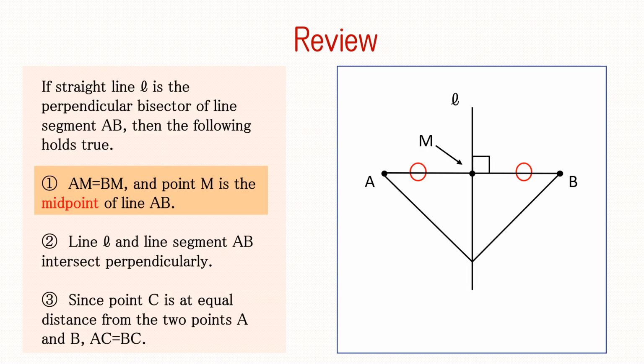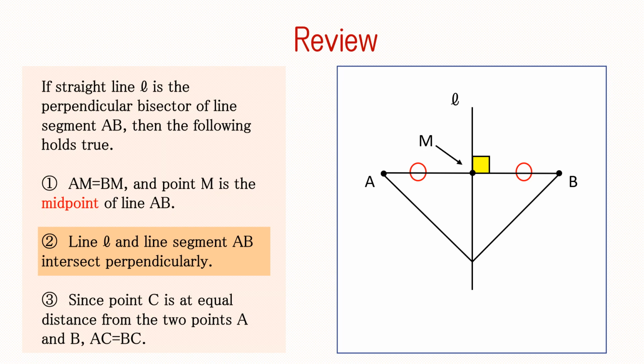Finally, let's review what we have learned. When the line L is the perpendicular bisector of the line segment AB, as shown in the figure on the right, the following 3 properties hold true. First, AM equals BM, and point M is the midpoint of the line AB.